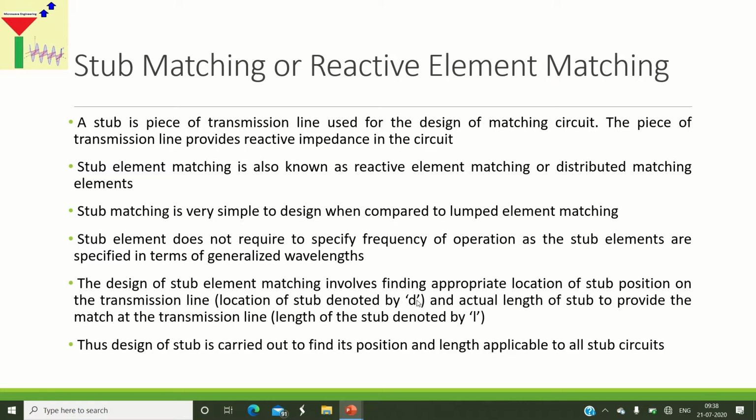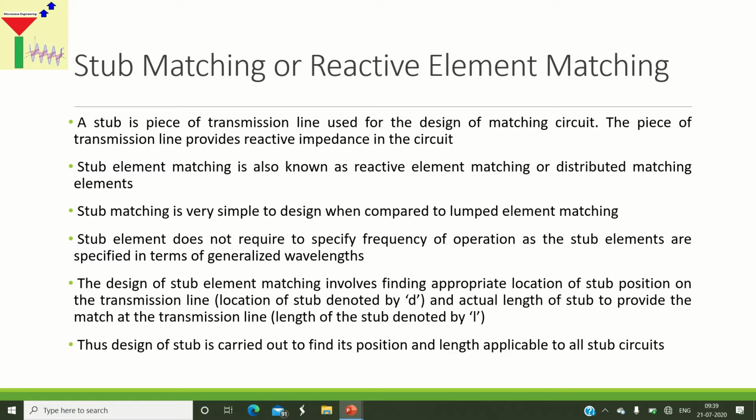by small d. Okay. And thereafterwards, we need to find the appropriate length of the stub so that it will remove the reactive effect in the circuit, and thus the circuit will give a purely resistive network. Okay. So the design of the stub is carried out in order to find its position and applicable length. In all the different types of stub matching circuit, the objective of the design of the stub is to find the exact location where we are going to put that stub in the circuit. Okay. And thereafterwards to calculate the appropriate length of the stub.